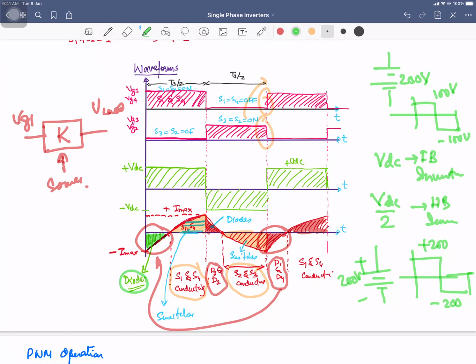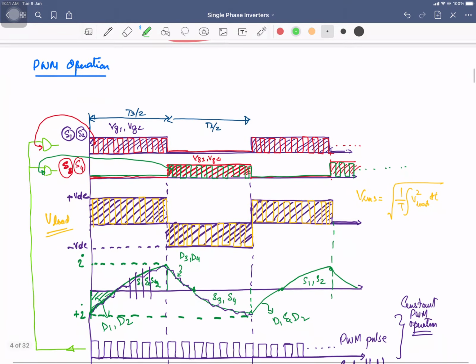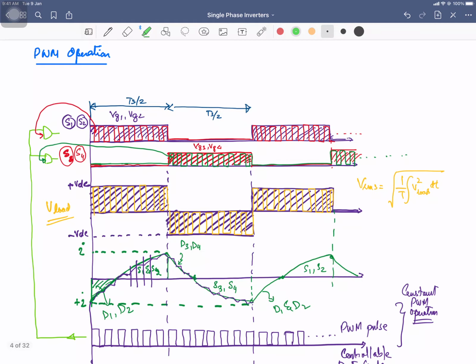So one of the important techniques is the PWM technique. So now let's quickly and briefly see the operation of the inverter with the PWM. So we have seen these gate signals before.